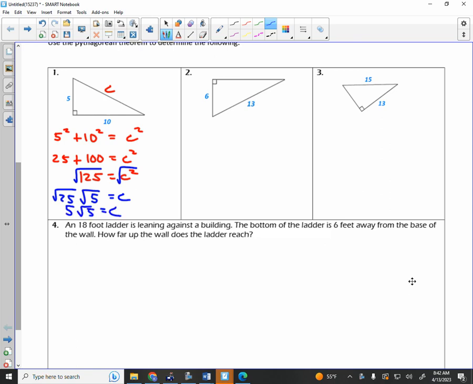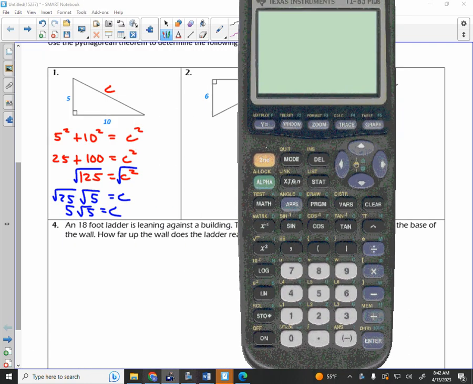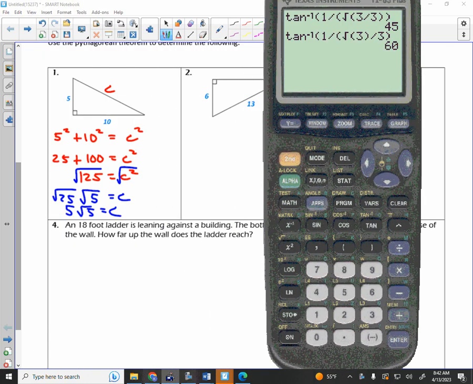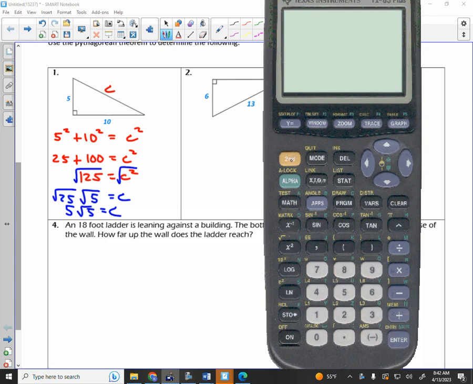The other way to express your answer is to write it as a decimal, and generally we write it to the nearest hundredth. So if I take the square root of 125, I get 11.18, or approximately 11.2. This should be longer than the two other sides because it's the longest side of the triangle.